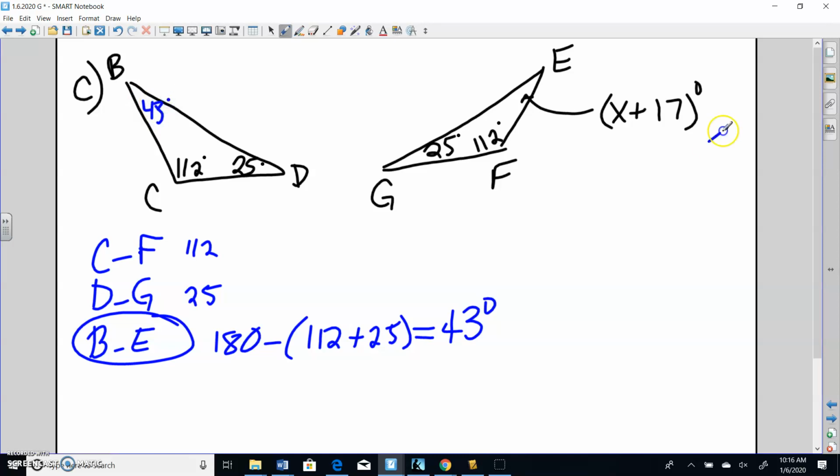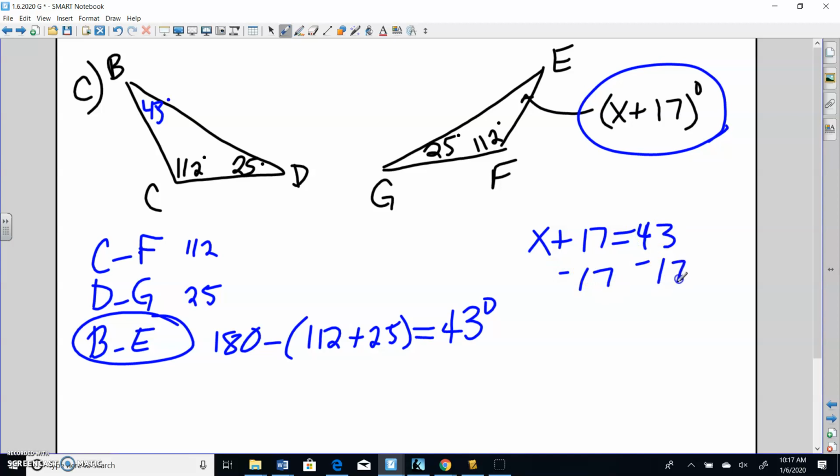But we need to figure out what x is so that when we add 17 to it, we get 43. So our equation is x plus 17 equals 43. Subtract 17. So x needs to be 26. Okay, before I box that in, when I take 26 plus 17, do I get 43? I do, so there's my value for x that makes those triangles congruent.